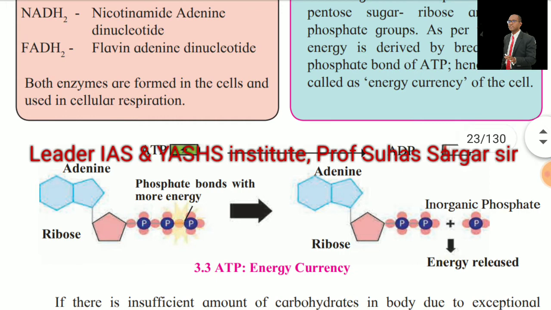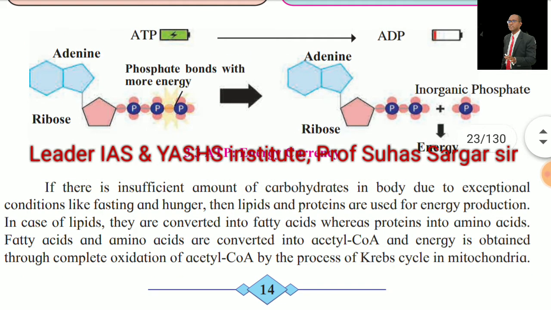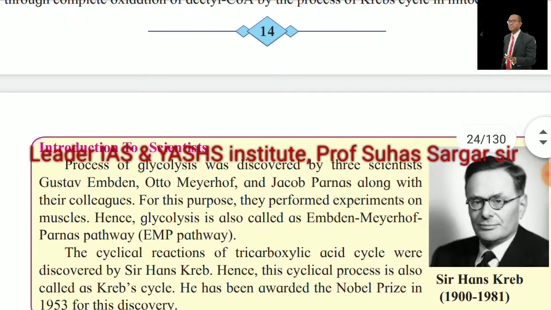C. The reactions of ATP, the energy currency. If there is an insufficient amount of carbohydrate in the body due to exceptional conditions like fasting and hunger, then lipids and proteins are used for energy production. Lipids are converted into fatty acids, whereas proteins are converted into amino acids. Fatty acids and amino acids are converted into acetyl coenzyme A, and energy is obtained through complete oxidation of acetyl coenzyme A by the process of Krebs cycle in mitochondria.